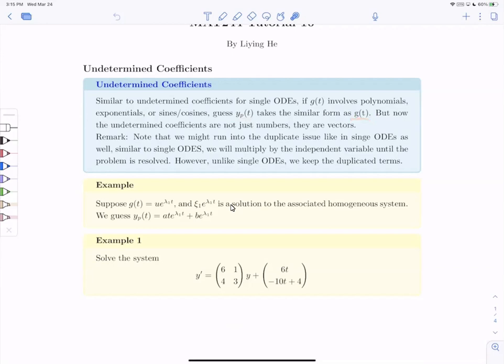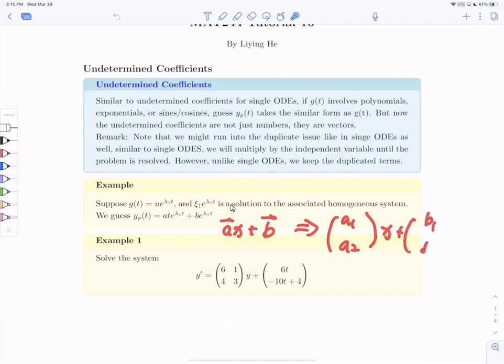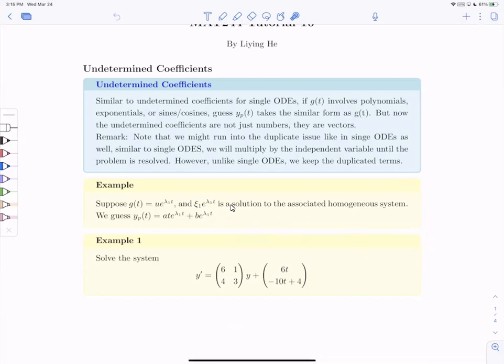So it's exactly like before, except now instead of just single, you have multiple, and now your guess form should be in vector form because you have vectors, right? So before you guess like ax plus b, and now your a and b are vectors, so it's actually a1 a2 x plus b1 b2 like this. So that's the only difference. Oh, that's not the only difference.